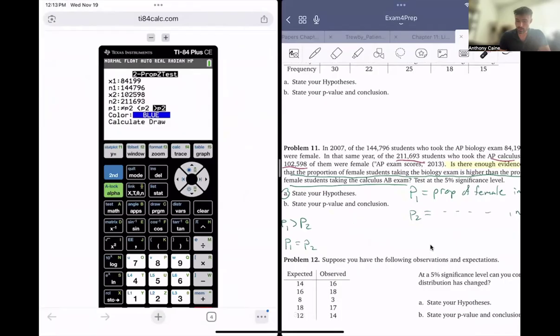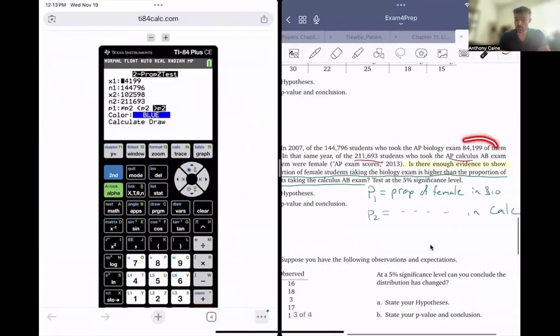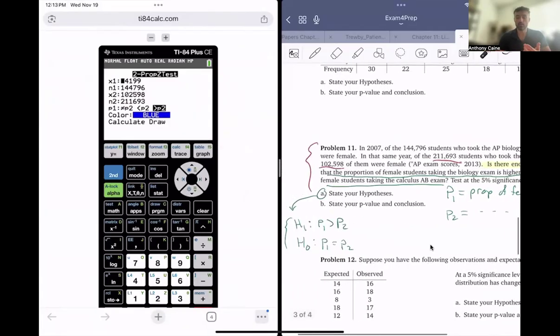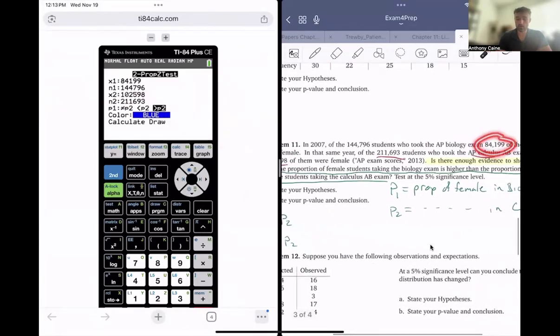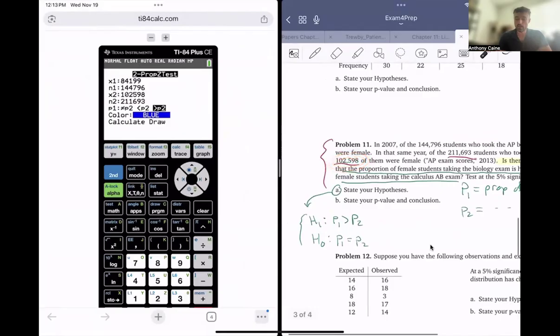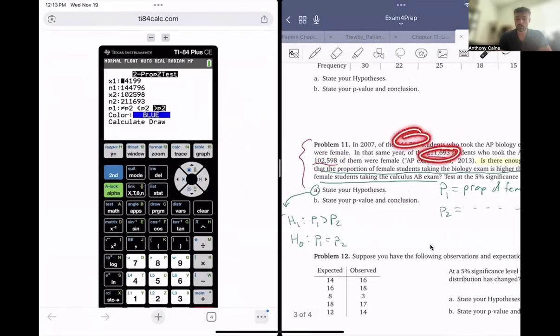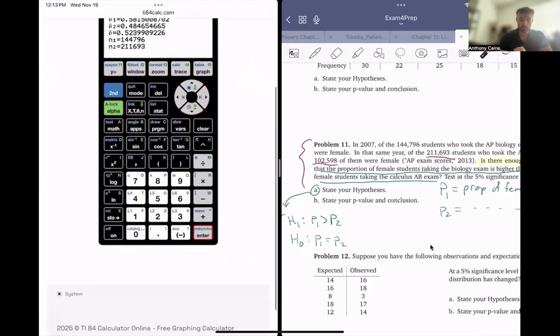So we have the total number of students who took AP Bio, that's my N1, and then the amount of them that were female. And then the same thing for calc, right? And so the amount that are female is the X1 and X2, respectively, and the total number of students in the class is N1 and N2, respectively. The alternate hypothesis, it's that P1 is bigger than P2, so I selected that one. And now we can go ahead and calculate.